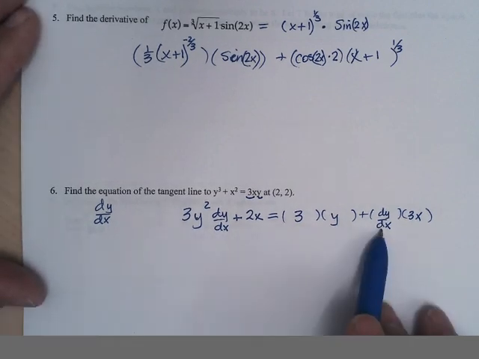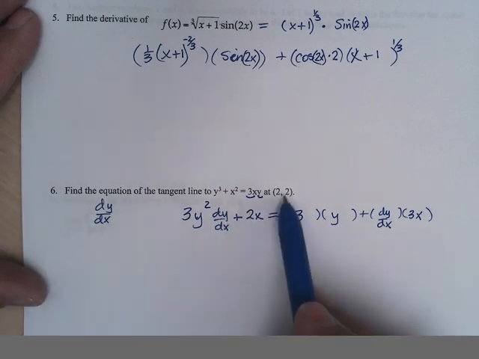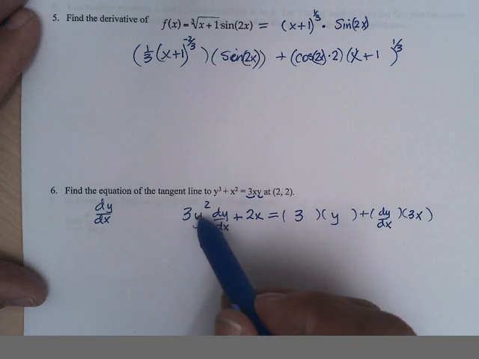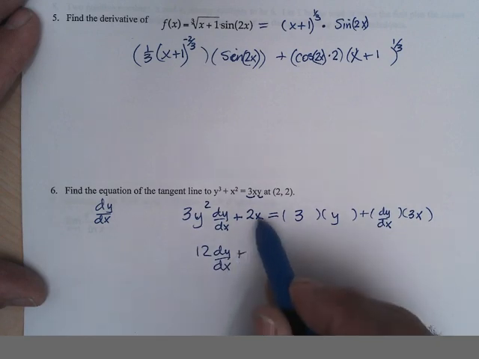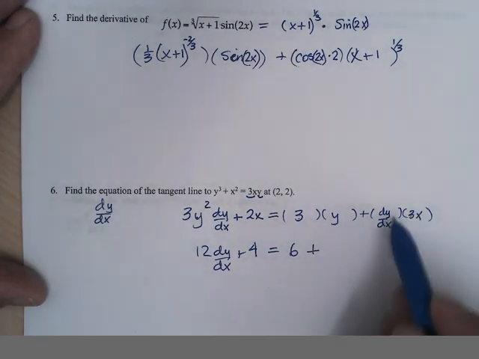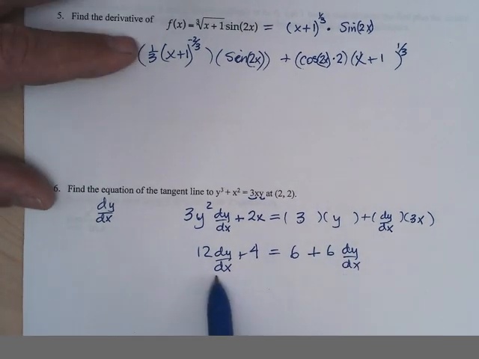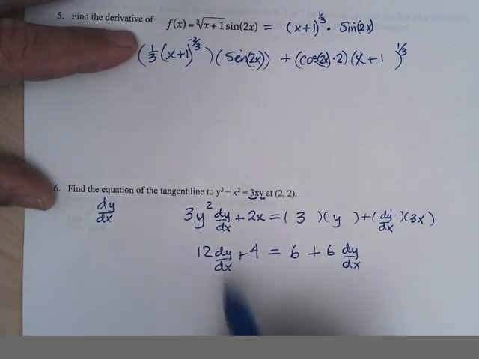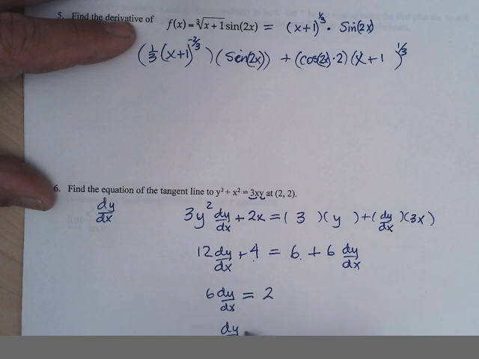Now I need to solve for dy/dx, and I can do that now or just plug in the 2 and 2 and then solve for it. So if I put 2 in for the y and 2 in for the x, 2 squared is 4 times 3, I get 12 dy/dx, plus 2 times 2 is 4, equals 3 times 2, 6, plus 3 times 2 is 6 dy/dx. So now I have 12 dy/dx, and I'm going to subtract 6 dy/dx from both sides. So I'm going to have 6 dy/dx equals, and I'll subtract 4 from both sides, equals 2, and dy/dx equals, divide both sides by 6, 1/3.